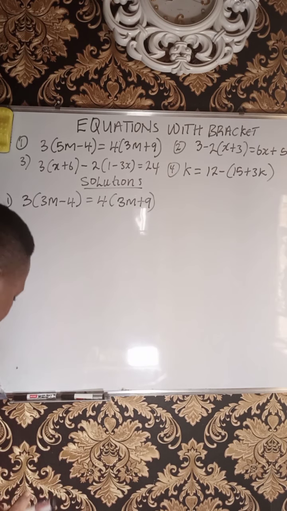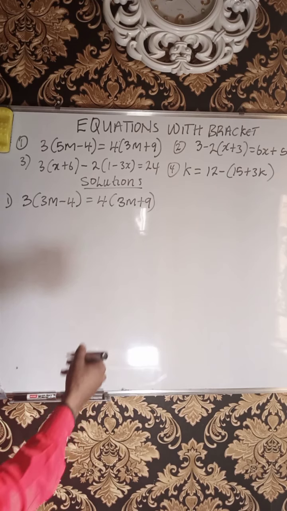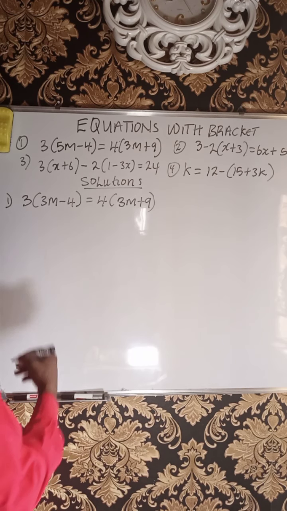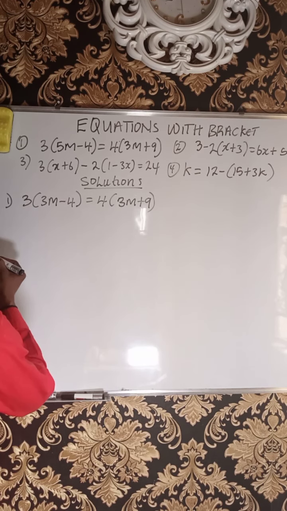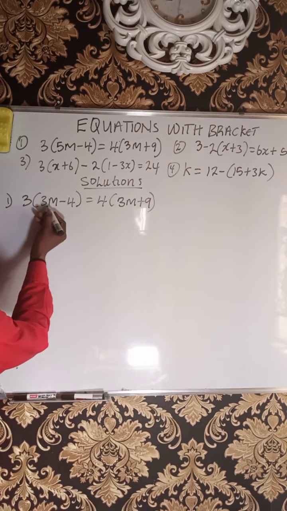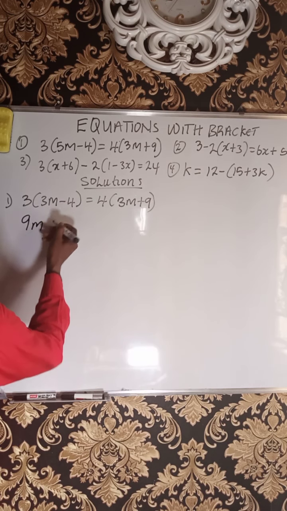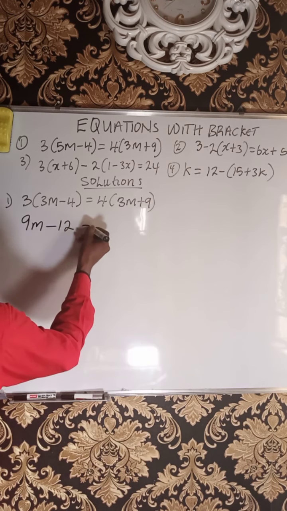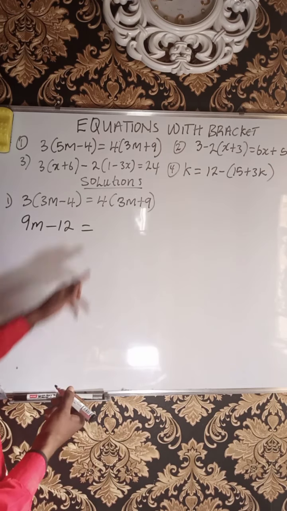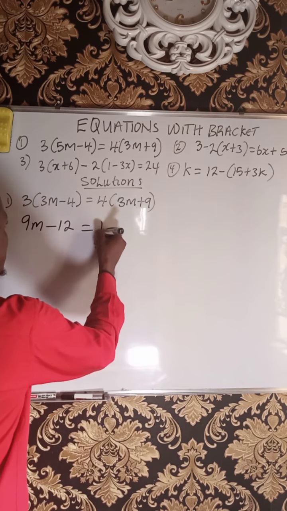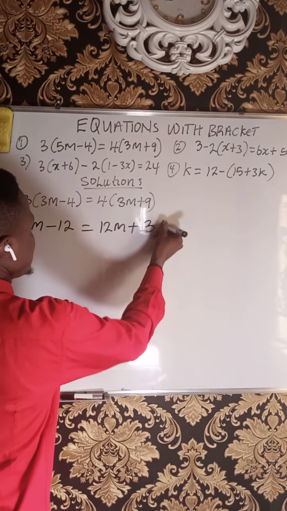Like in the first example here, you have 3 into 3m minus 4 equals 4 into 3m plus 9. To solve this, the number that is outside is 3. So I will use this 3 to open up the bracket. I will have 3 times 3m is equivalent to 9m. 3 times negative 4 is negative 12 equals, we'll have 4 here, so this 4 will go into the bracket. We'll have 4 times 3m is 12m plus 4 times 9 will give us 36.